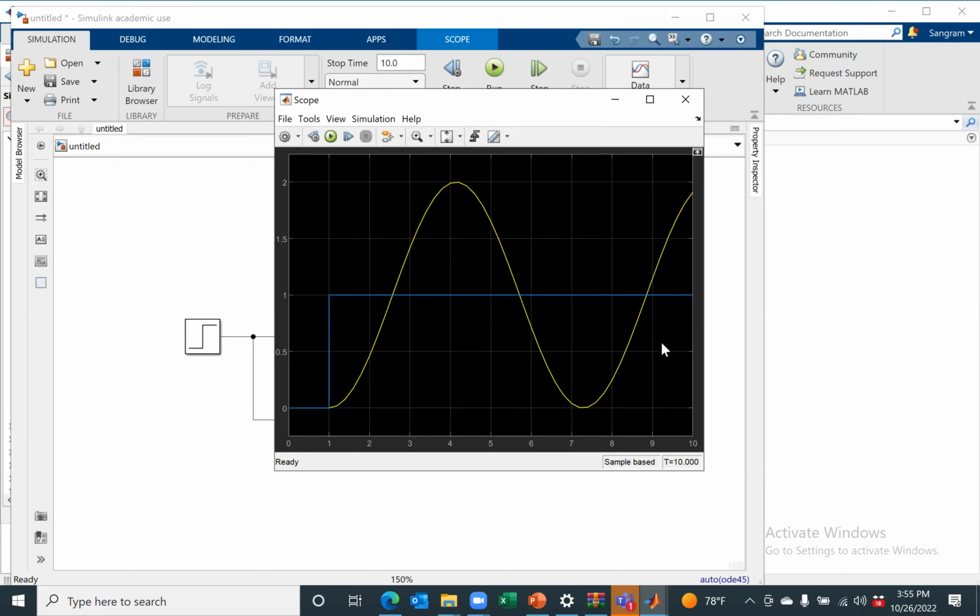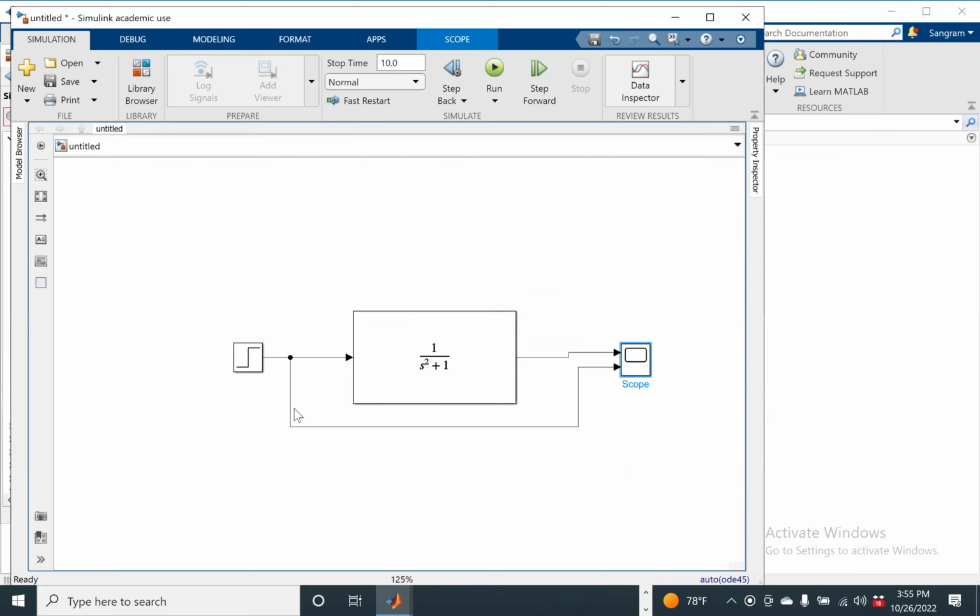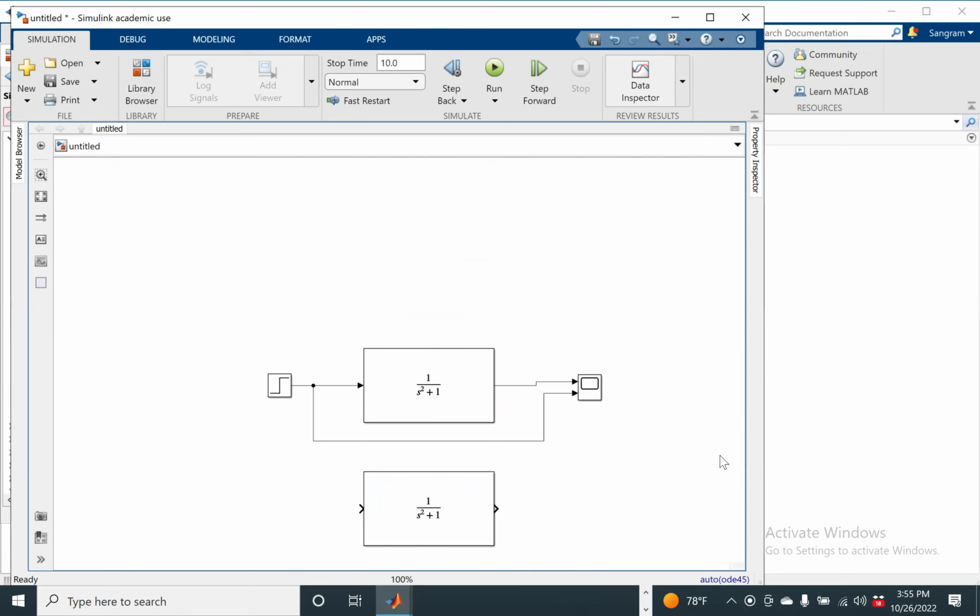Now, what I want to do is control this system. What do I mean by controlling the system? Controlling is somehow I want to change the dynamics of the system. So what I'm going to do is, we are going to talk about this a lot, but let's copy this transfer function. And this is my open loop.